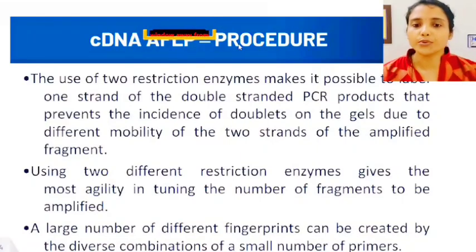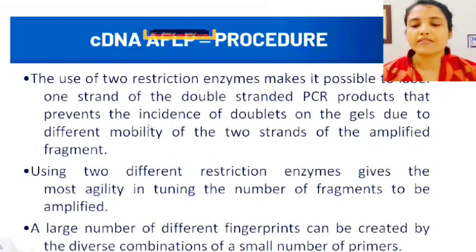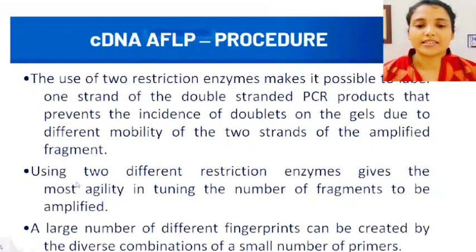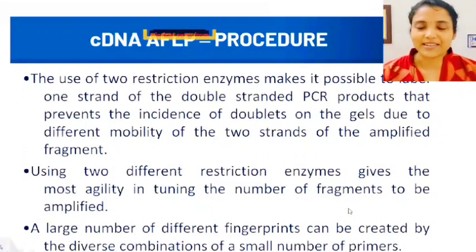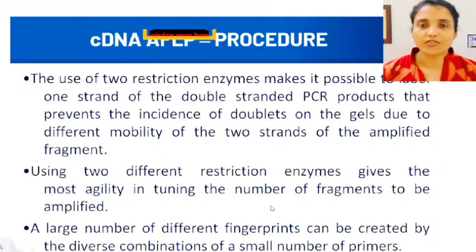So the use of two restriction enzymes makes it possible to label one strand of double-stranded PCR products, which prevents the incidence of doublets on the gel due to different mobility of two strands of the amplified fragment. Again, I'll explain it to you with the diagram, you'll understand it better. Using two different restriction enzymes gives the most agility in tuning the number of fragments. This is what I explained to you right now. A large number of different fingerprints can be created by the diverse combination of a small number of primers.